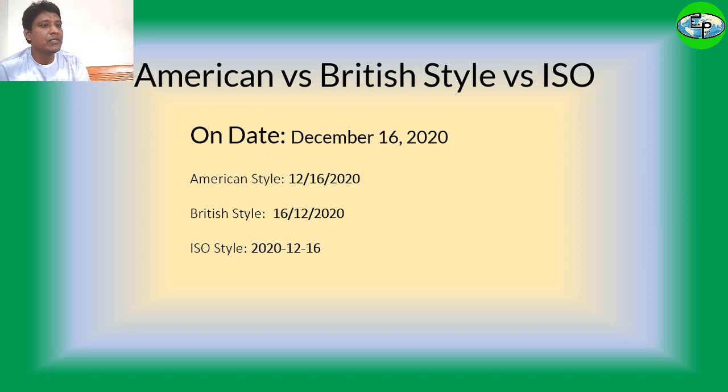American versus British style versus ISO. On date, suppose a date December 16, 2020. This date is written in three ways. In American style they write first month, then day, and then year. In British style they write first day, then month, then year. And in ISO style they first write year, then month, and at the end they write day.